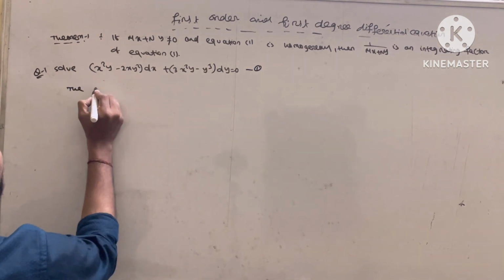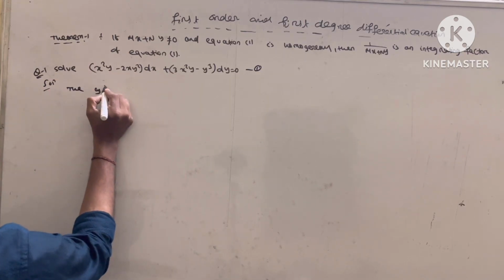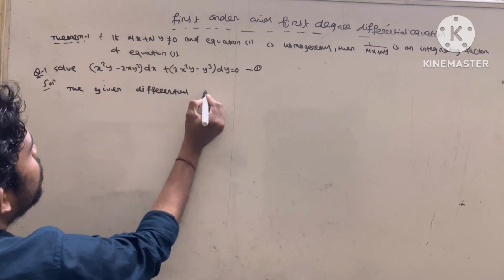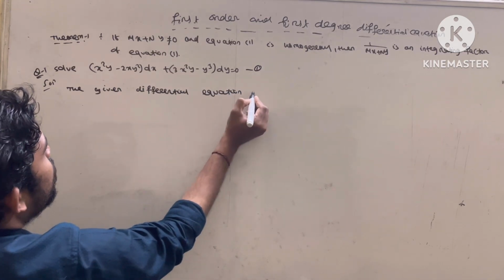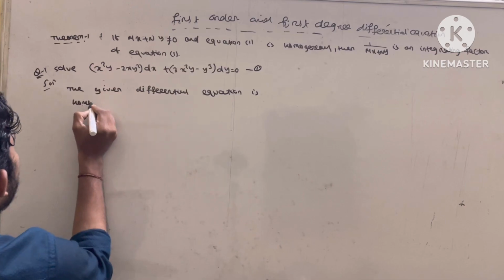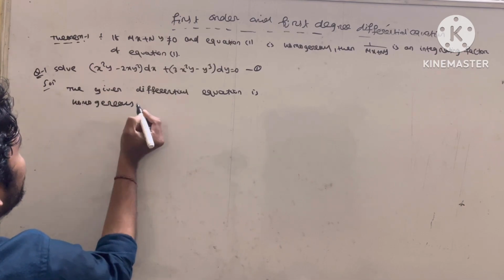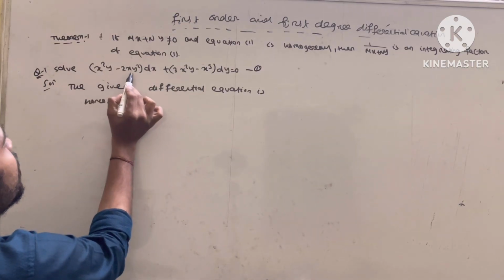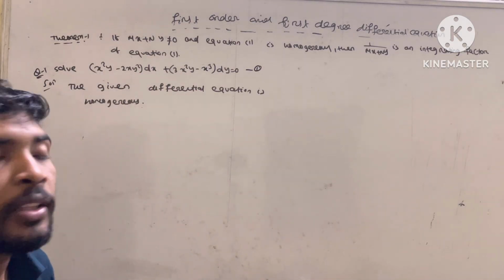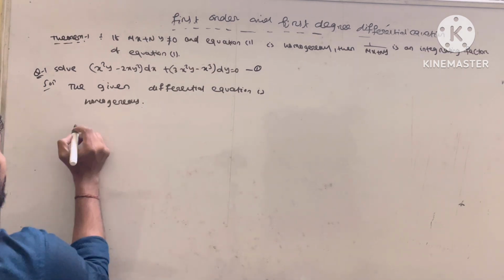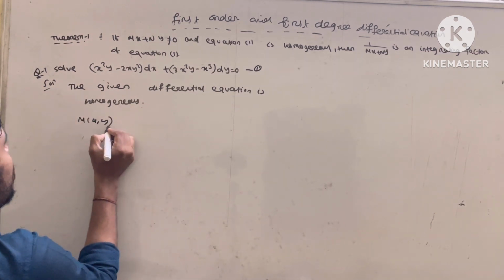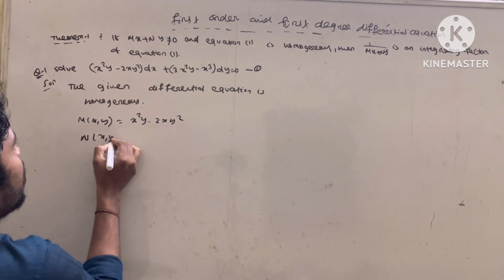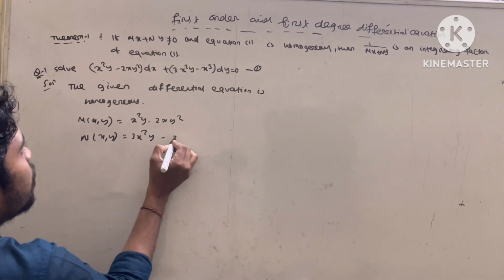So the given differential equation is homogeneous, right? No doubt it is a homogeneous differential equation, because here the degree is 3, 3, 3, and the degree is also 3. So the given differential equation is homogeneous, no doubt. So now M(x,y) is what? x square y minus 2xy square. N(x,y) is what? 3x square y minus x cube.